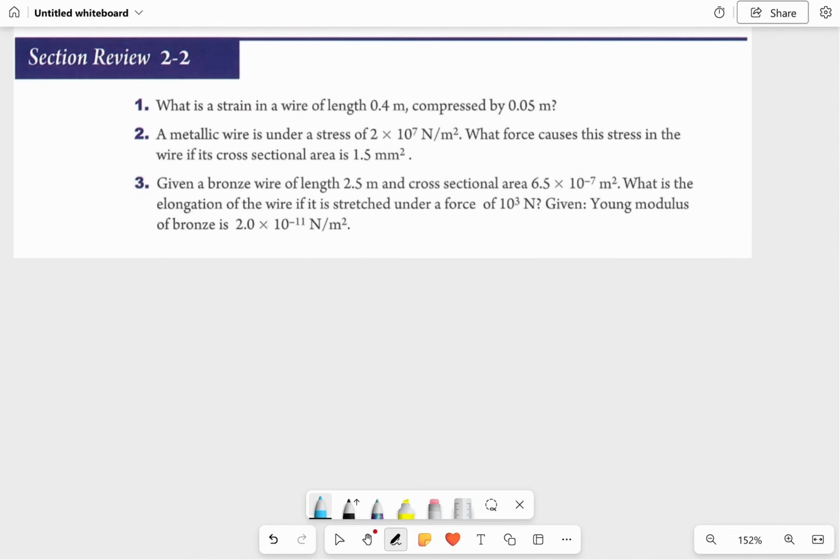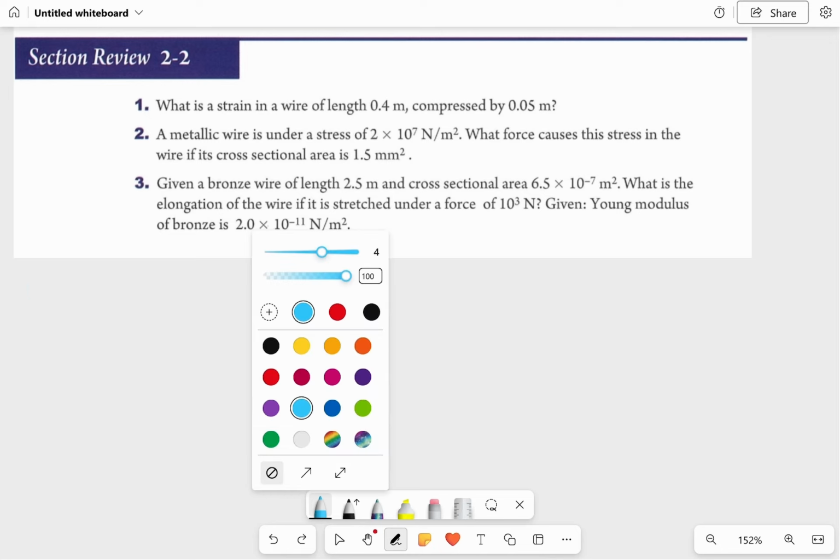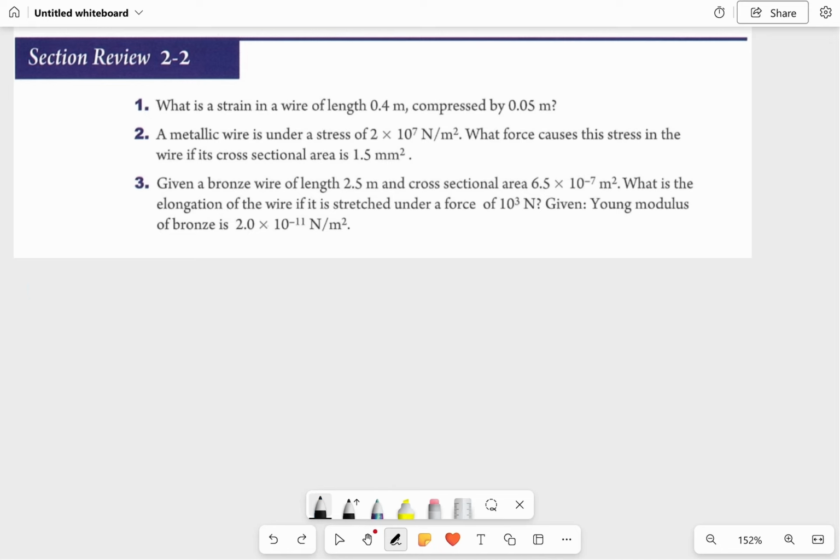Okay, now we have section review. Question 1. What is the strain in a wire of length 0.4 compressed by? Remember we said, let me use a different color, not always does it say initial length. Sometimes it just says length. So if it says length, it's the initial length. So initial length is equal to 0.4 meter. Compressed by means elongation, L minus L naught. Okay, you have 0.05 meter.